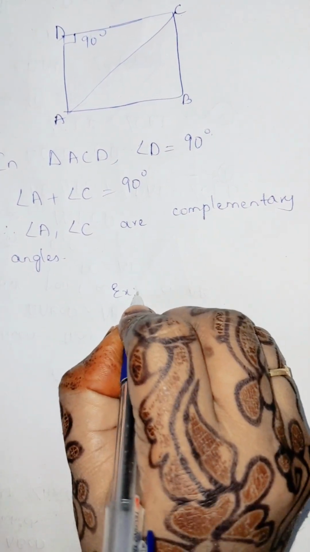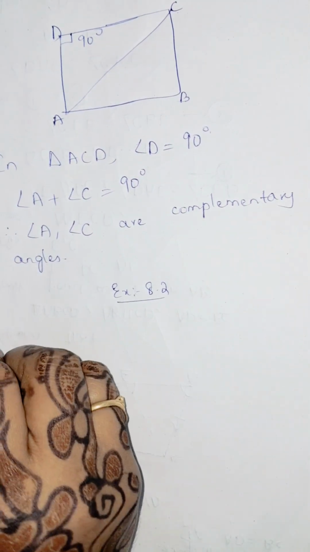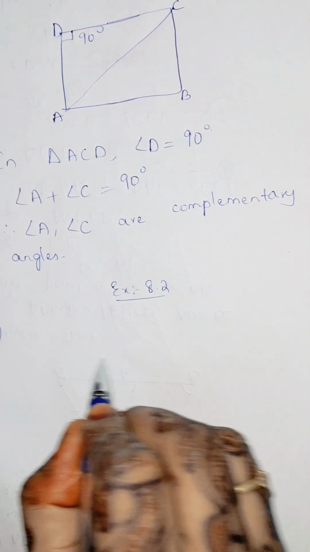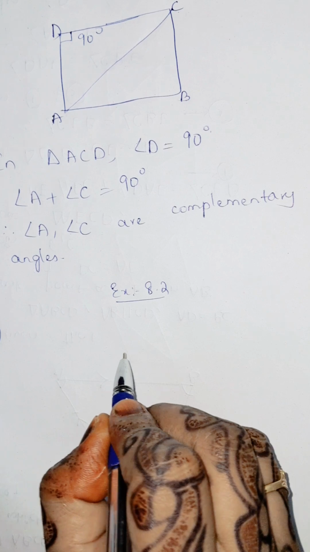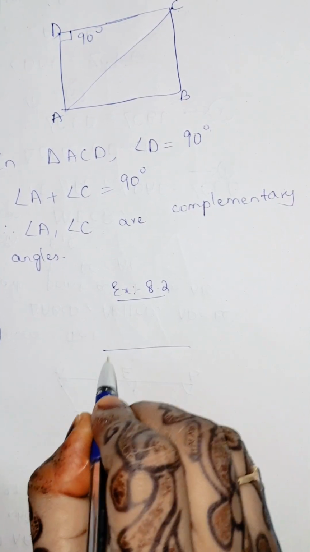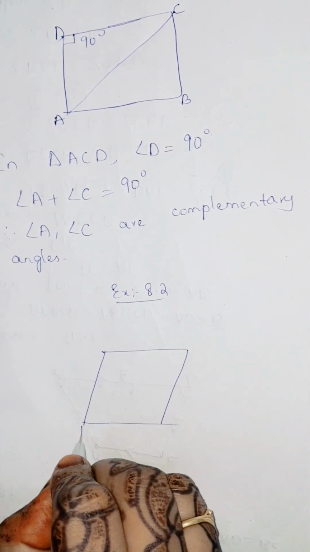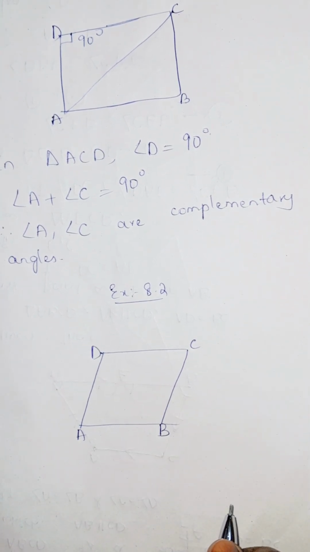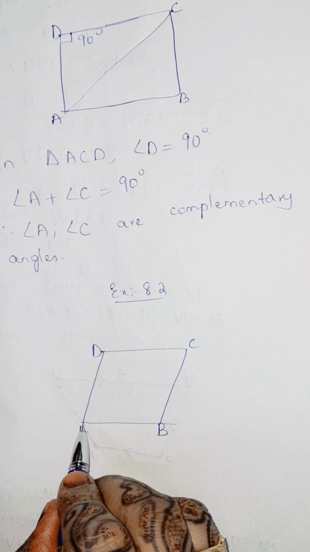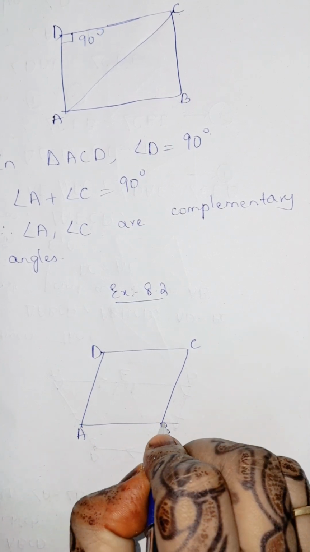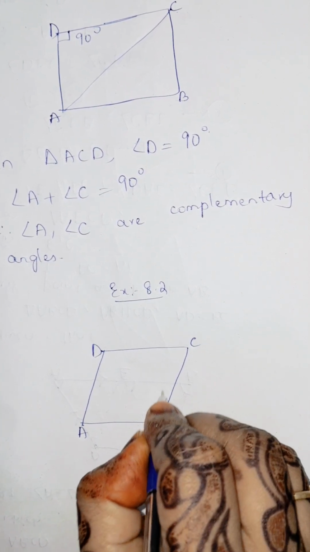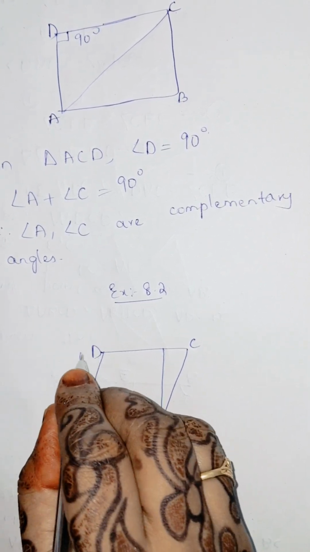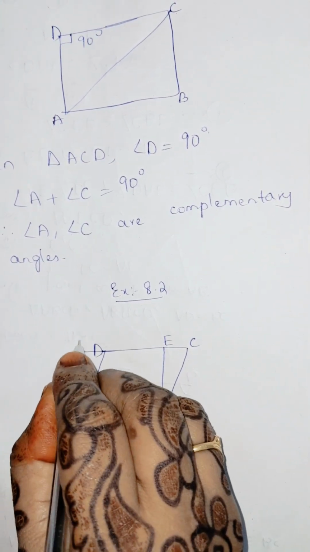Exercise 8.2, question number 1. So in your first question, the given figure ABCD is a parallelogram. Let us draw a parallelogram, ABCD. Okay. So this is nothing but your parallelogram. All opposite sides will be equal. ABEF is a rectangle. One more we need, that is nothing but E, F. So ABEF is a rectangle.